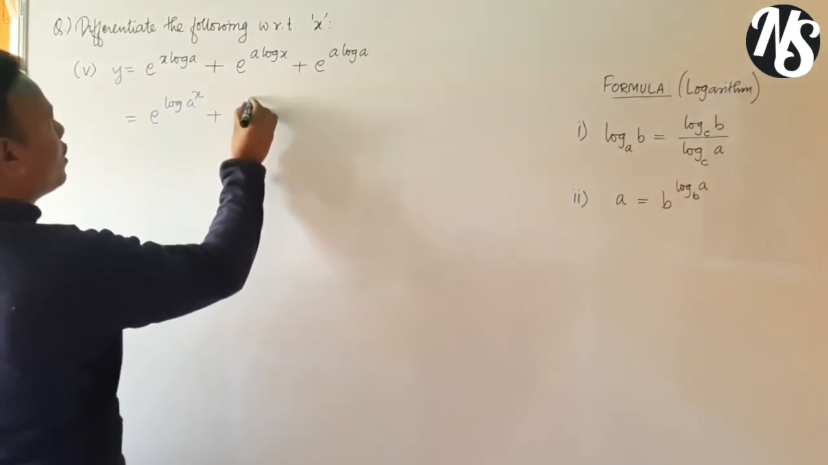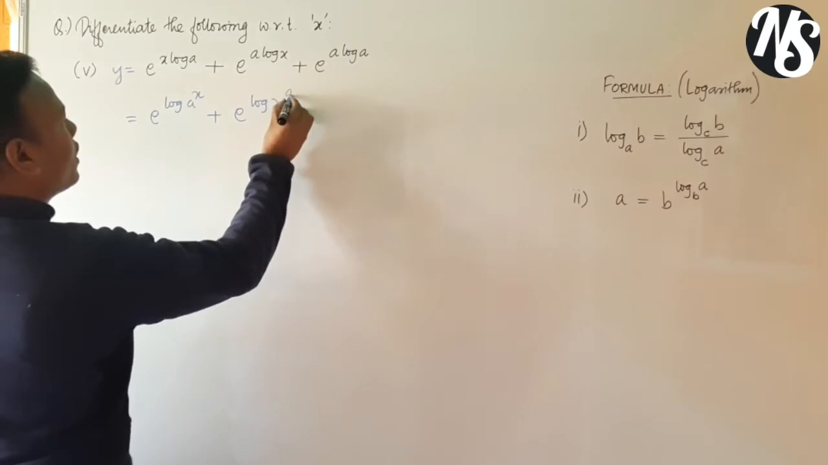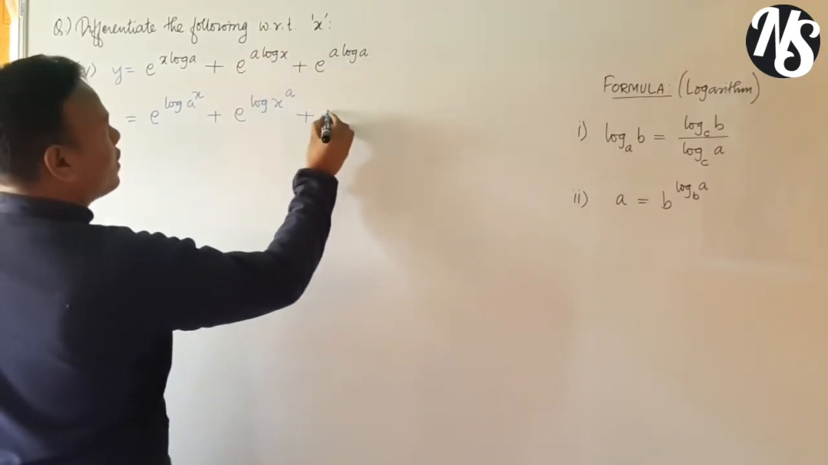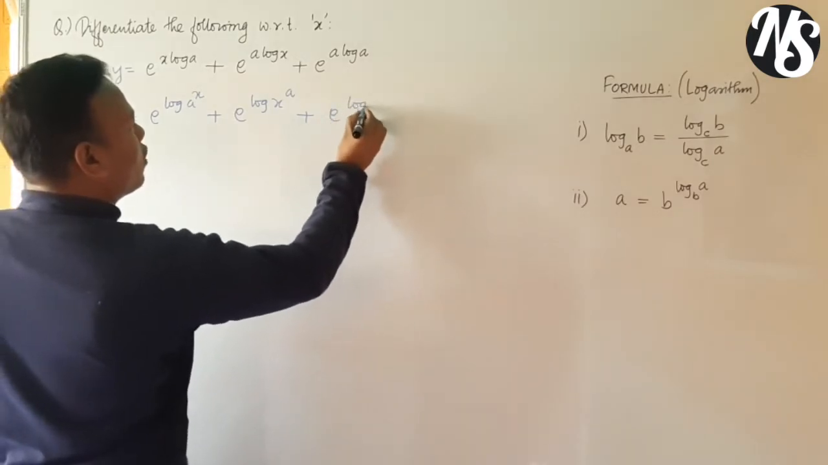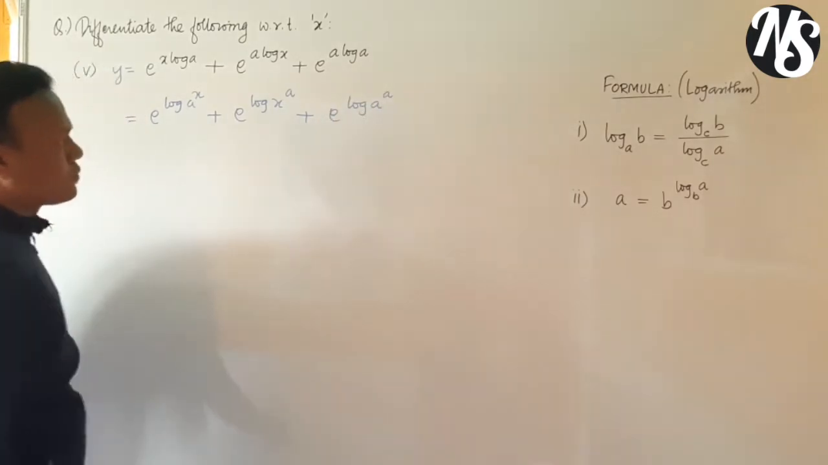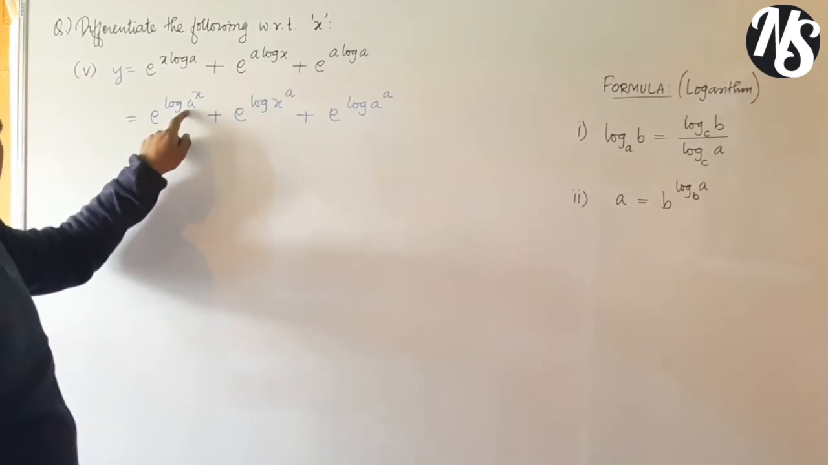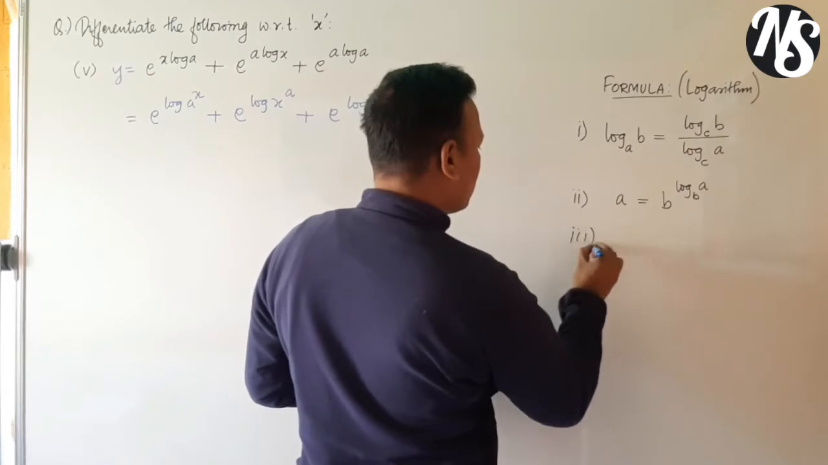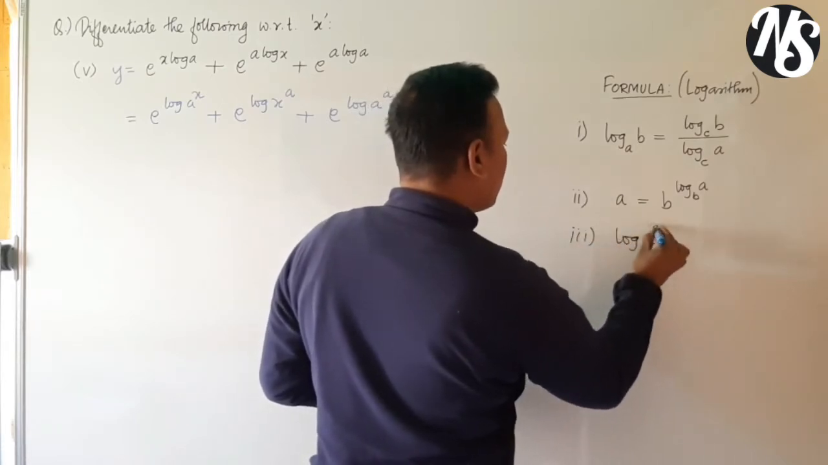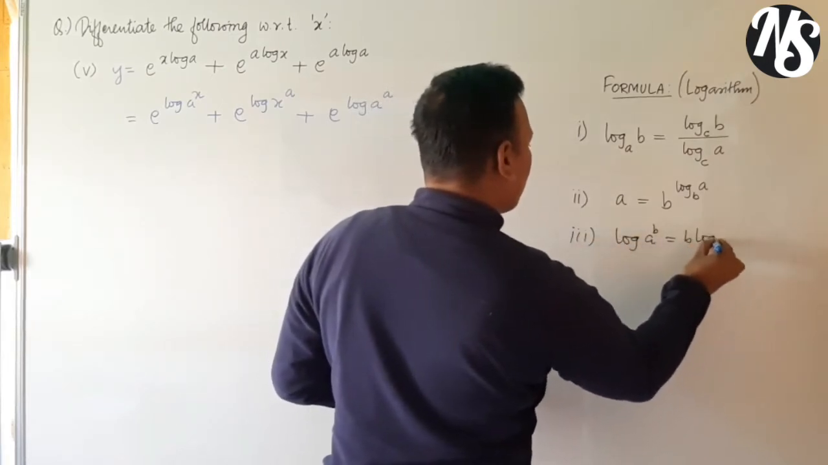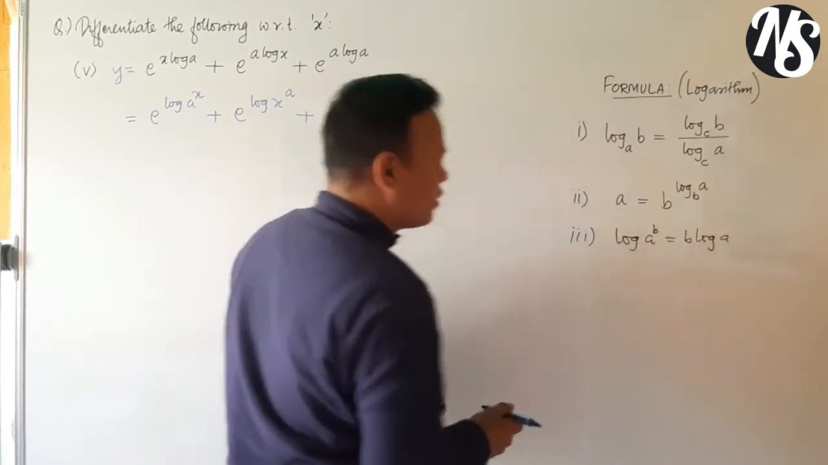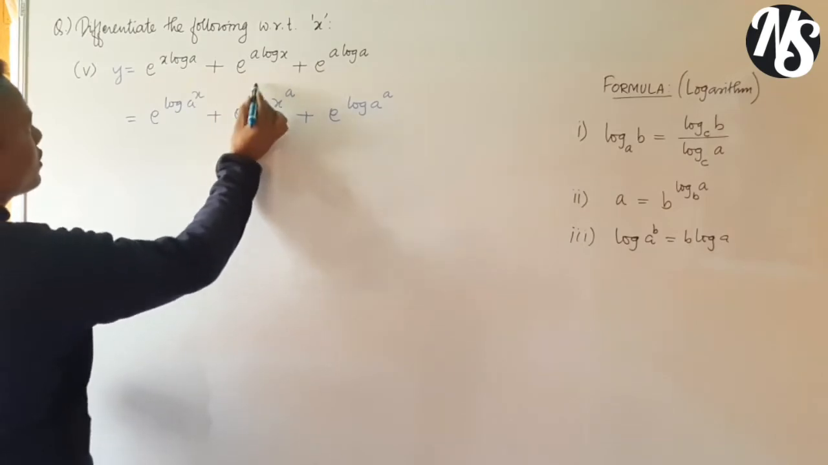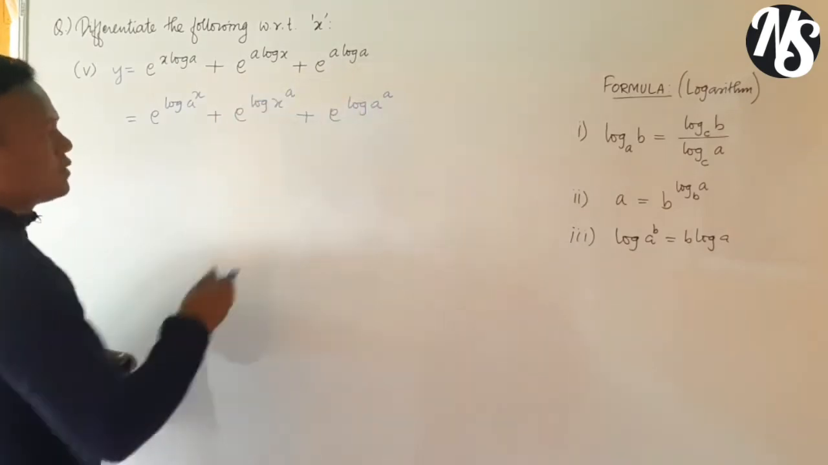So e to the power log x to the power a, plus we have e to the power log a to the power a. I hope you are clear with this formula, because you know that there is one more formula. Let me write it. The formula says log a to the power b is b log a. So the power comes in front. The same thing is happening. See here, power comes in front becomes this, power comes in front becomes this, power comes in front becomes this.